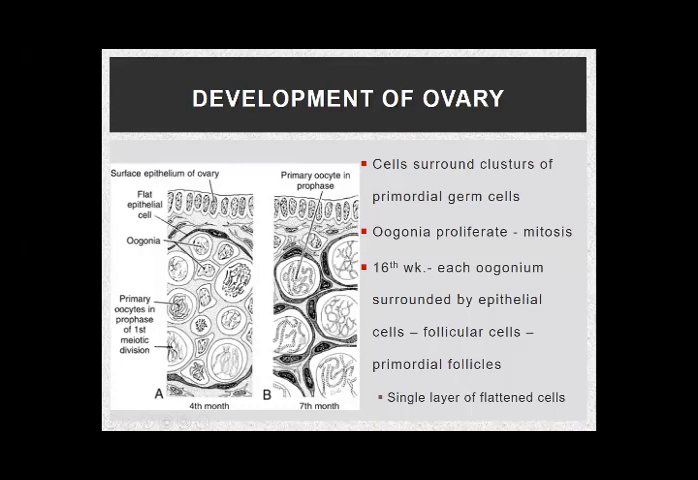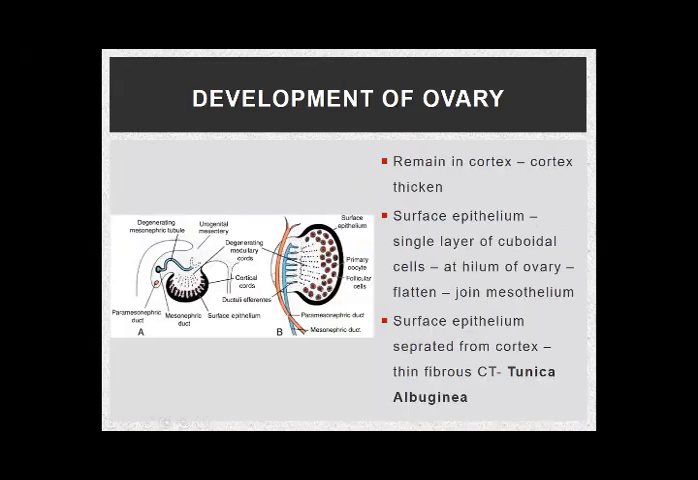Look at this. Every oogonium is surrounded by a single layer of epithelial cells. Now this structure, an oogonium, or you can call it a primordial germ cell, surrounded by a single layer of epithelial cells, this structure is called a primordial follicle. Okay? An oogonium surrounded by a single layer of flattened epithelial cells is called a primordial follicle. Now all these primordial follicles remain in the cortex.